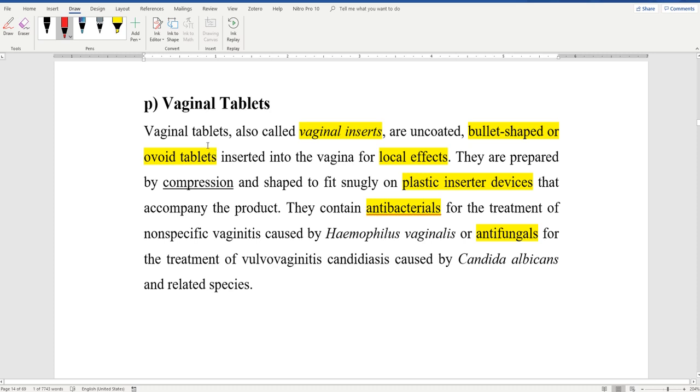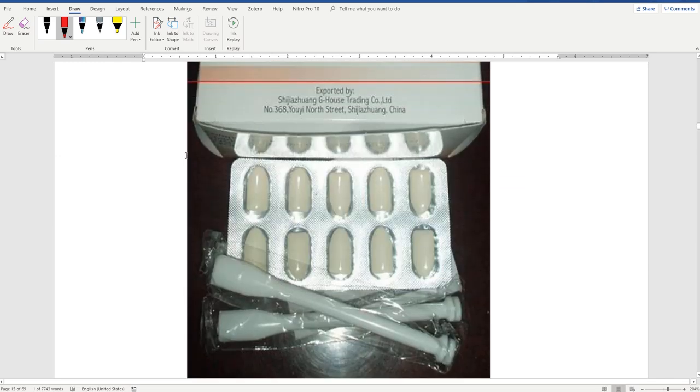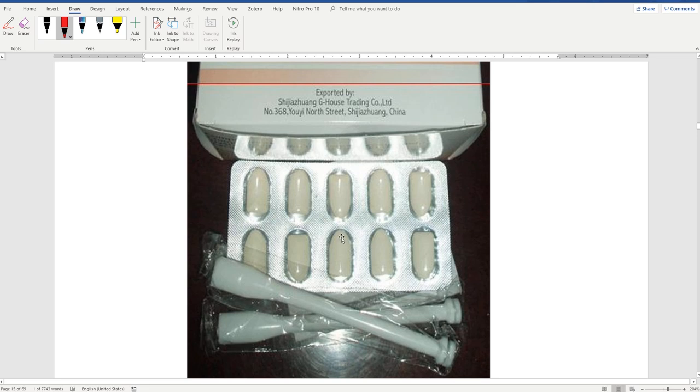طيب the last type of tablets اللي هي ايش؟ Vaginal tablets. طبعا from the name it's to be inserted into vagina. Usually when we say vaginal tablets we mean that it is prepared by compression. يعني مش suppository مش pessary. It's a tablet, vaginal tablet prepared by compression, and the shape is usually a bullet shape. As you see here, it's like a bullet, and usually accompanied by a plastic applicator.